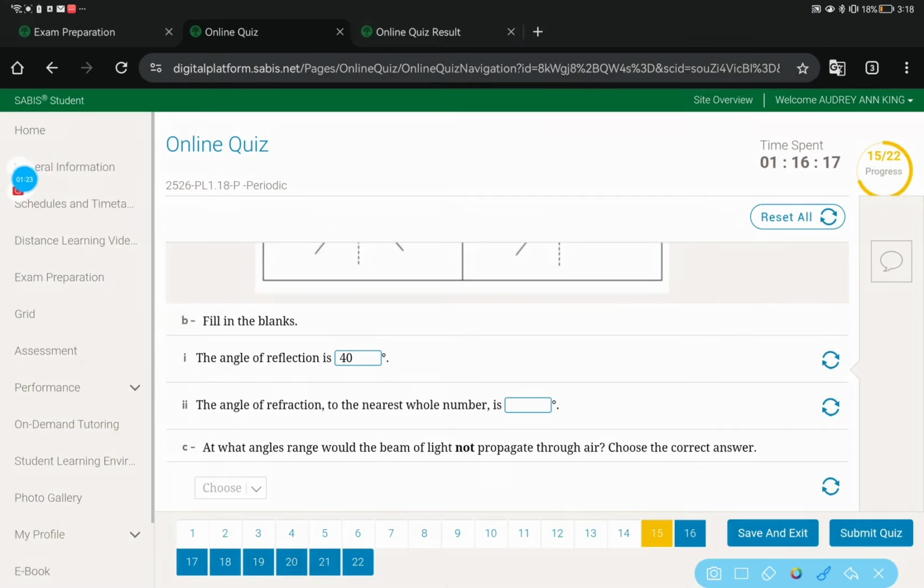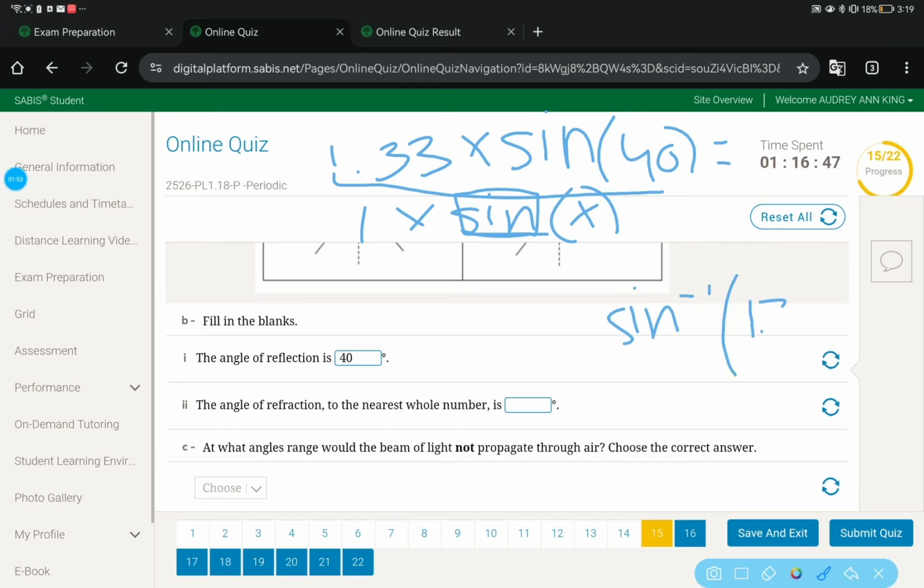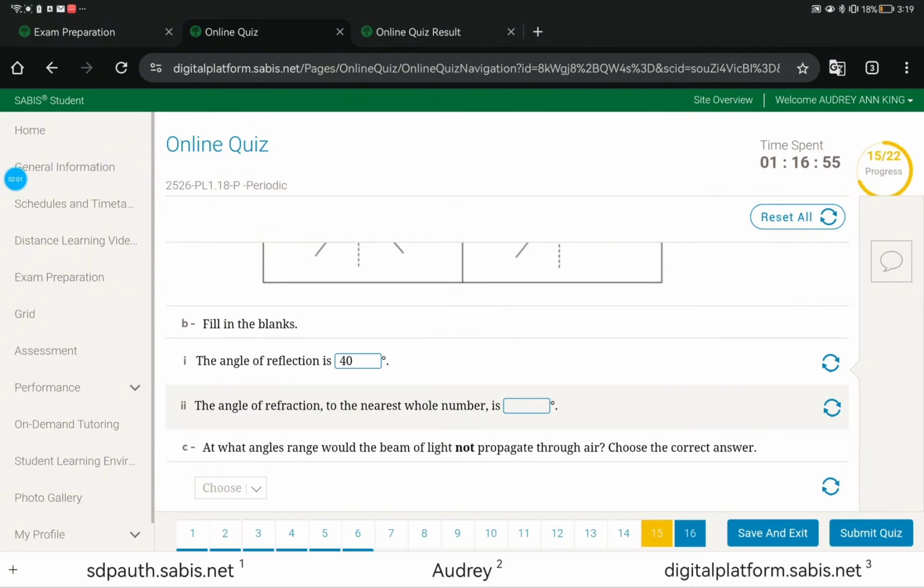So for part II, we're going to use Snell's law. So 1.33 times sine 40 equals 1 times sine x, which we don't know. So after putting this in your calculators, you get the answer for this, and then you take this to the other side, just the sine. So you get sine inverse of whatever you got, 1.33 times sine 40. Do not write it like this on your calculator. Okay, so you should get 59.